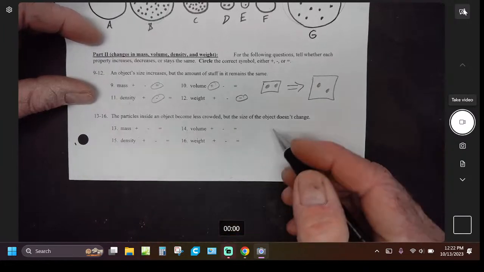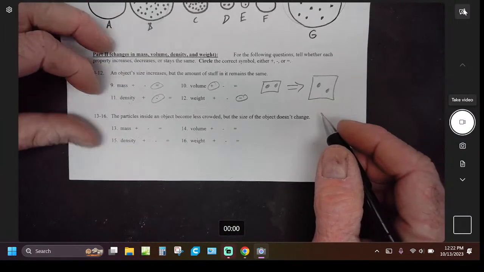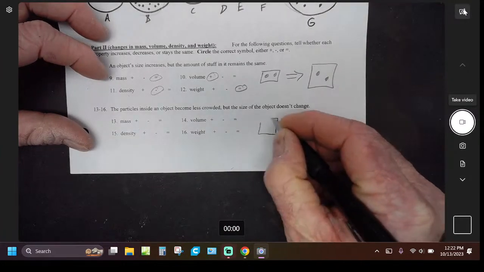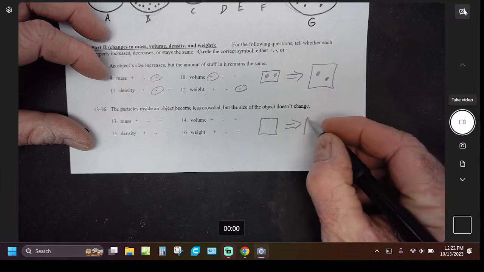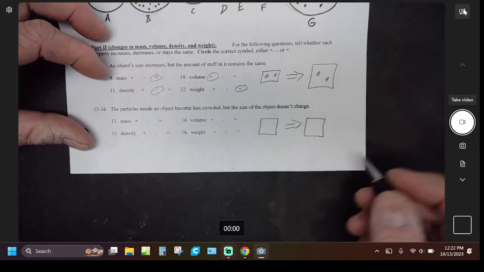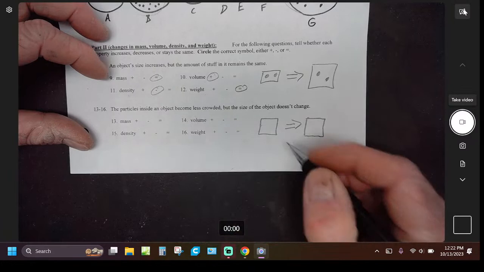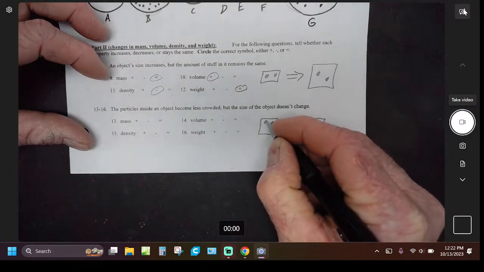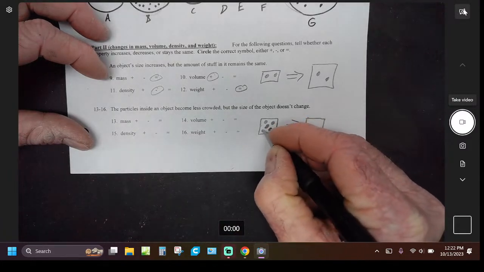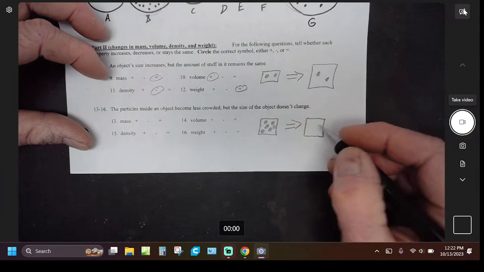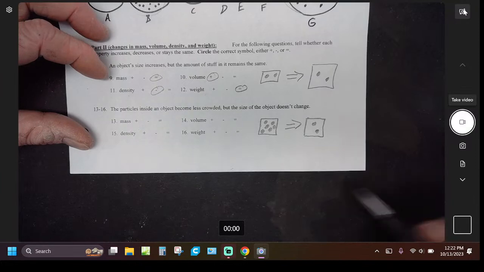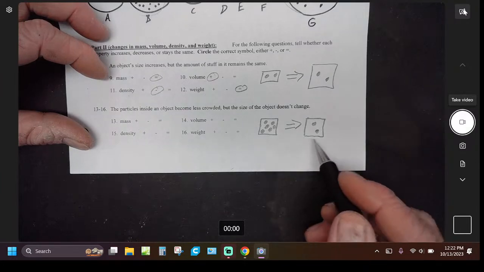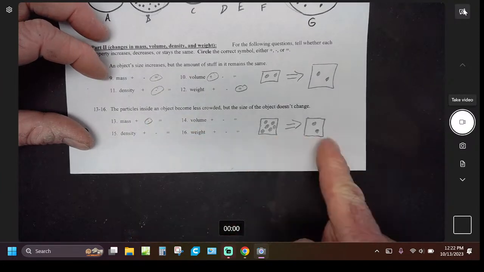Number 13 through 16, the particles become less crowded, but the size doesn't change. So here we go. I'm going to try to do two things the same size. And the particles become less crowded. So I'll draw this and I'll make them pretty crowded. And the only way to make them less crowded is to put fewer in there. So the mass has to decrease because mass is the amount of stuff.